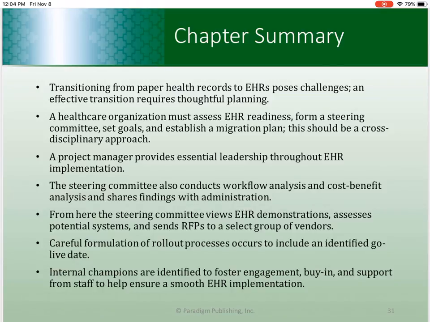Upon system selection, it's necessary to establish a rollout process and a go-live date. Internal leaders from all areas of the organization are necessary to champion the newly selected system and enhance buy-in. A healthcare organization that follows this process enhances the probability of successful EHR implementation.